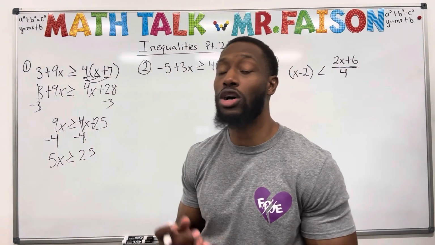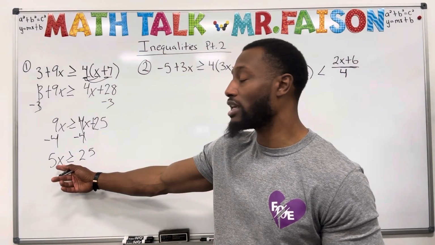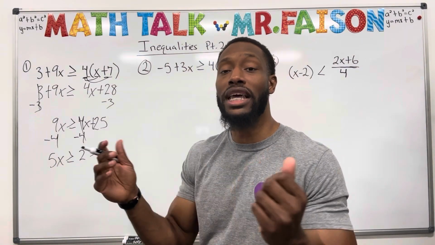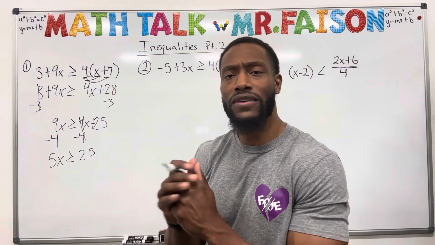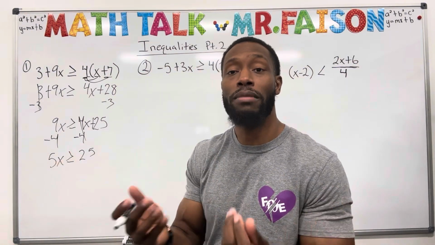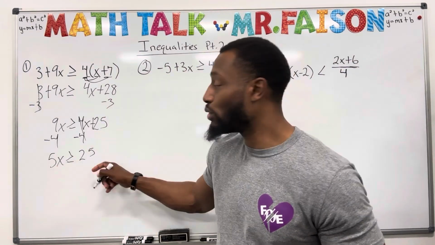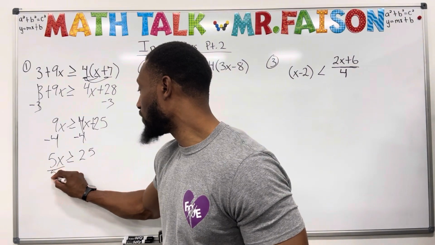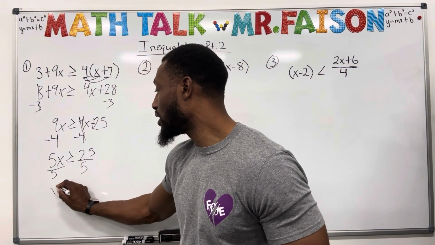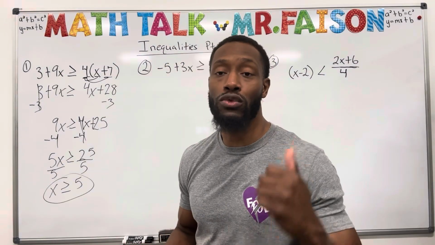Now we have to understand the whole thing is to solve for x, to get x by itself. So right now we're saying 5 times x. We want to split that up, right? So it's almost like the 5 and the x are married. How do we split up a marriage? We split it up through divorce. Mathematically, it's divide, right? So I'm gonna divide 5 on both sides. Divide by 5, divide by 5. X is greater than or equal to 5. Now we're gonna move on to problem number 2.